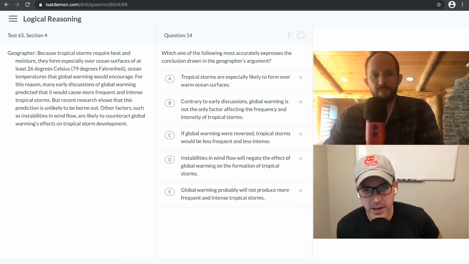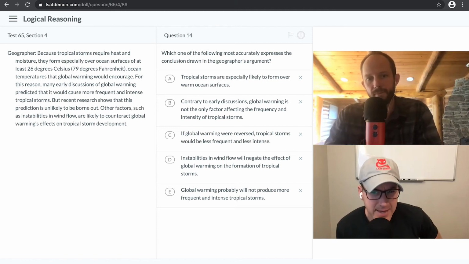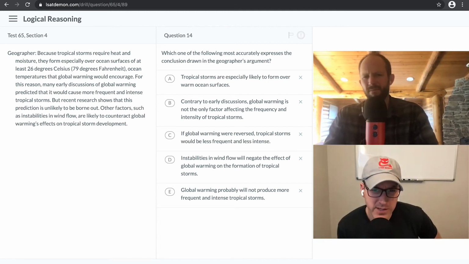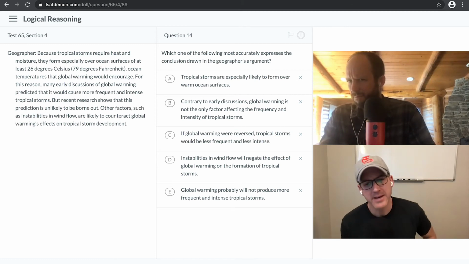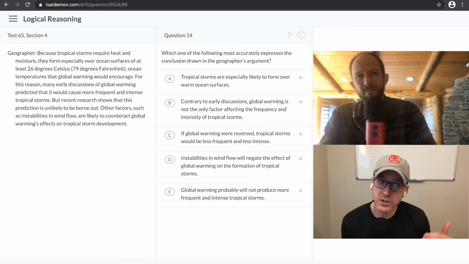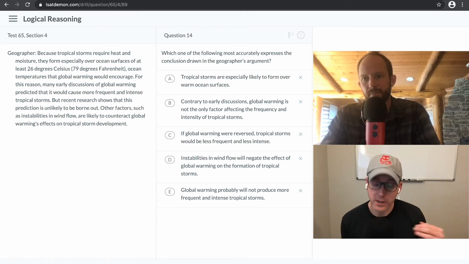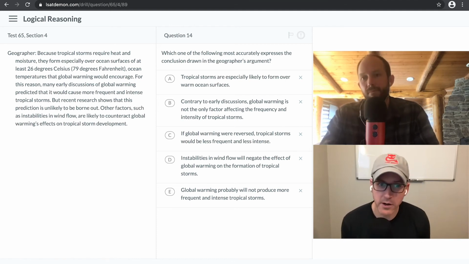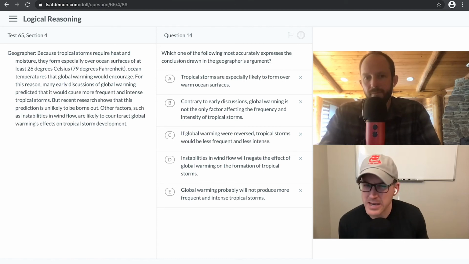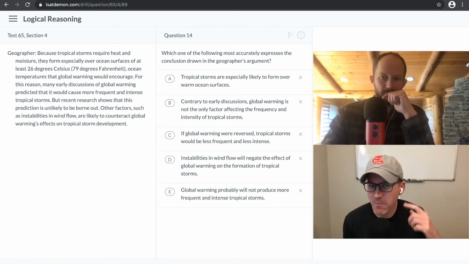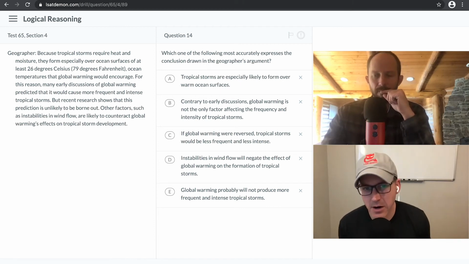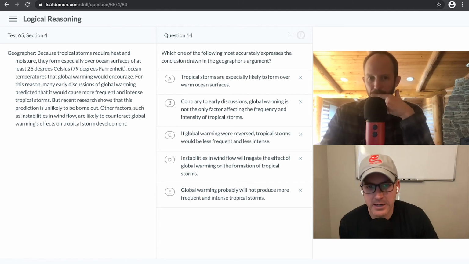Okay. So I'm not hating it yet. Global warming is not the only factor affecting the frequency and intensity of tropical storms. Okay. So the prediction that the conclusion was talking about was this idea that global warming would cause more frequent and intense tropical storms. And the conclusion said, hey, this prediction is unlikely to be accurate, right? It's not likely that global warming is going to cause more frequent and intense tropical storms. Answer choice B sounds to me like something that someone might conclude from this on their own, but it's not the main conclusion as stated in that third sentence.